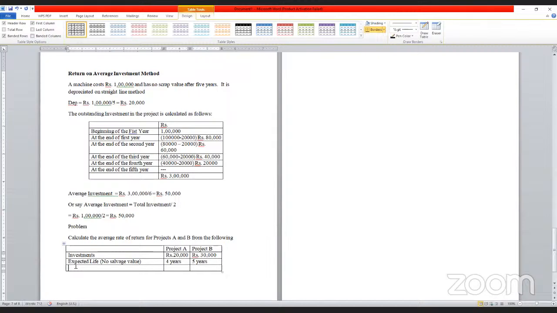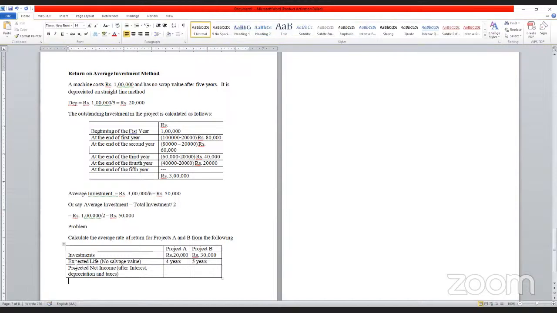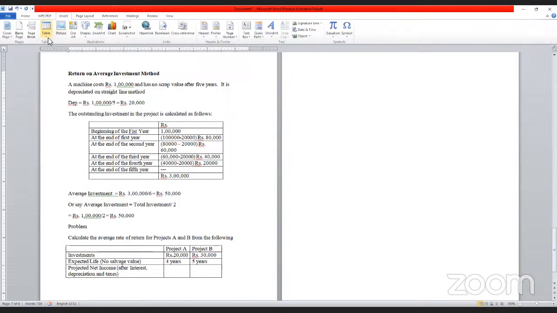Then projected net income after interest, depreciation and taxes. Here I'll give you one more table. Projected net income, that I'll give you one more table.